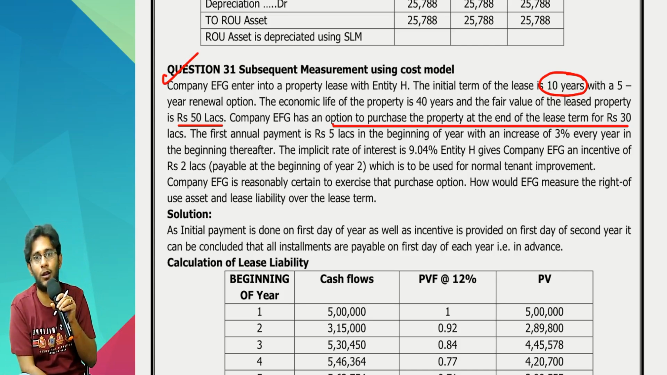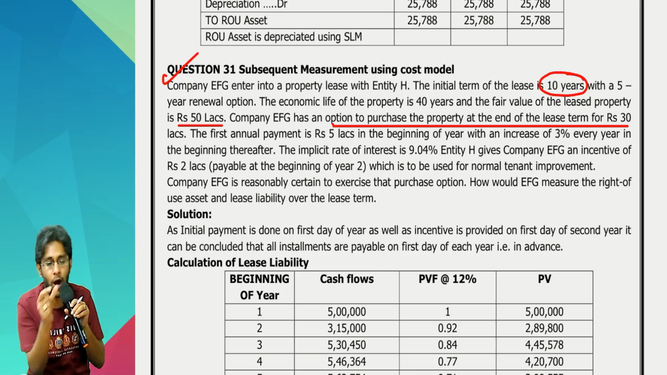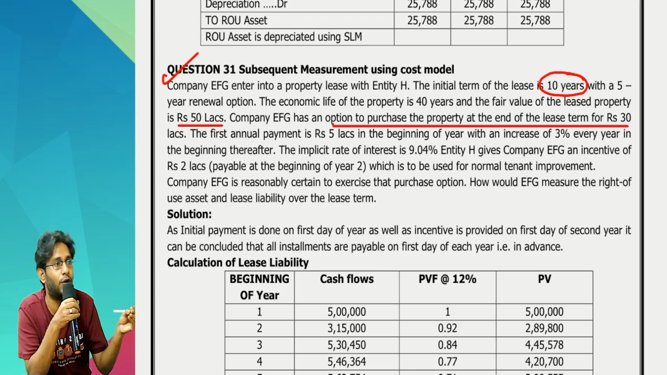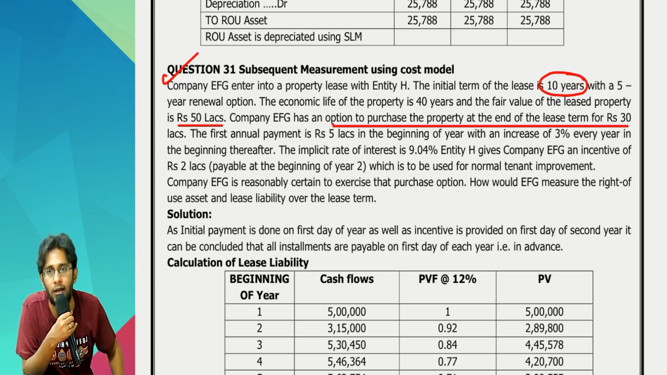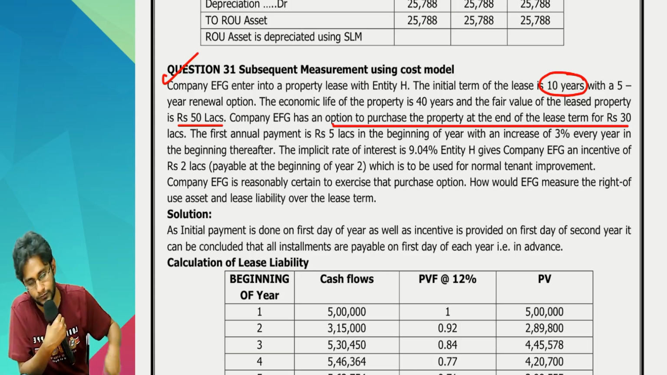Since you are going to become legal owner of the asset, likely to be exercised, option money 30 lakhs should be part of your lease payment calculation, and consequently that will enter into your ROU asset account debit to lease liability entry also. Continue.